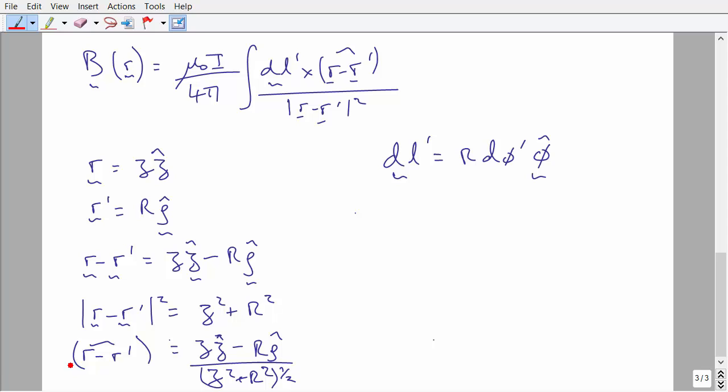Now before we put it together, let's calculate these cross products. We're going to need a cross product of dl prime cross r minus r prime hat. If we look at that, our dl prime is in the phi hat direction, and this unit vector has a z hat component and a rho hat component. So we're going to need to take two cross products, phi hat cross z hat and phi hat cross rho hat. So let's do that. We'll just use the right hand rule to do that. Let's do that now.